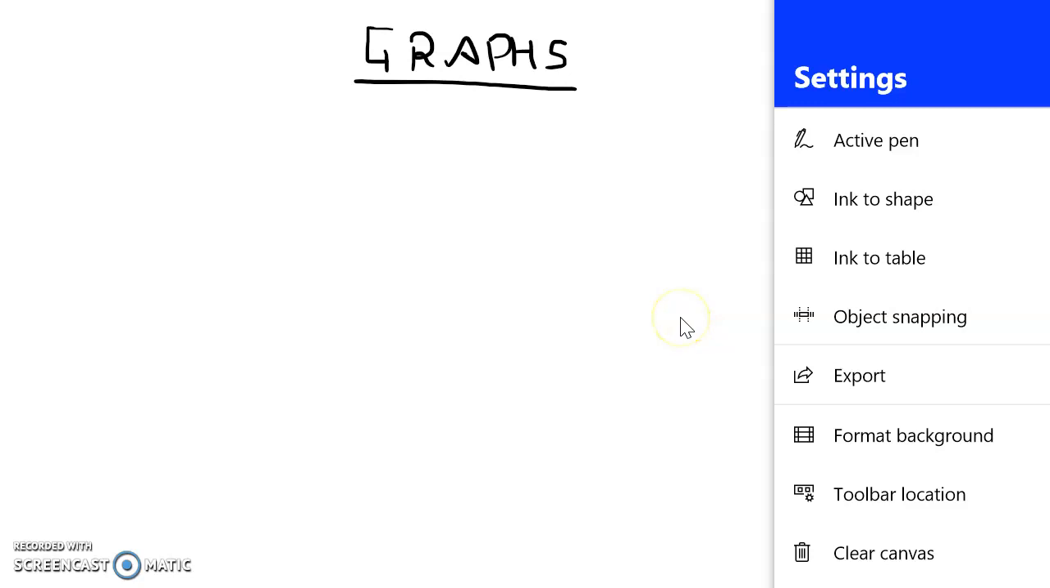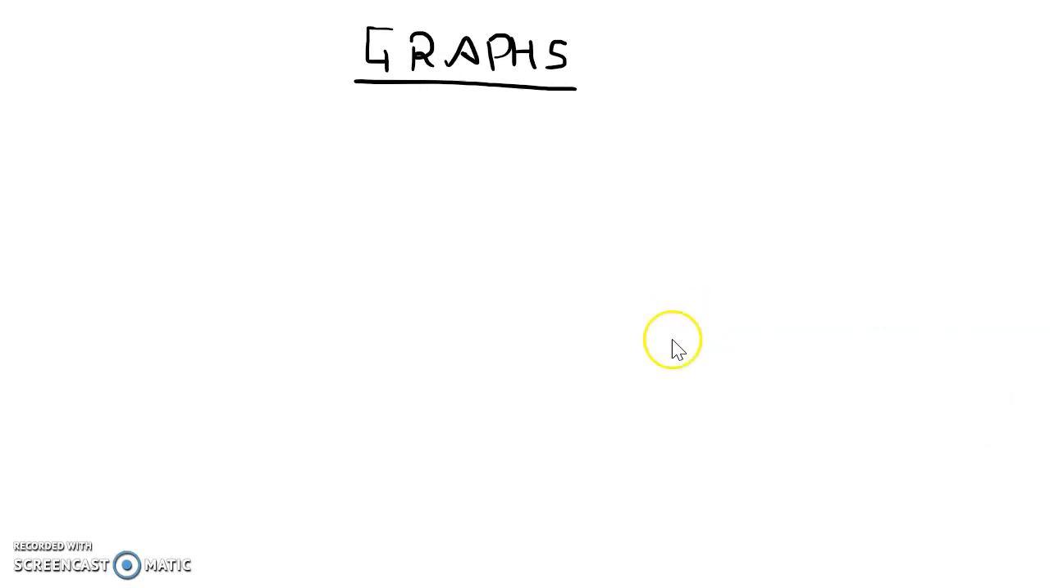I'm just looking if there is any tool actually to help me with the graph, but I don't think so.